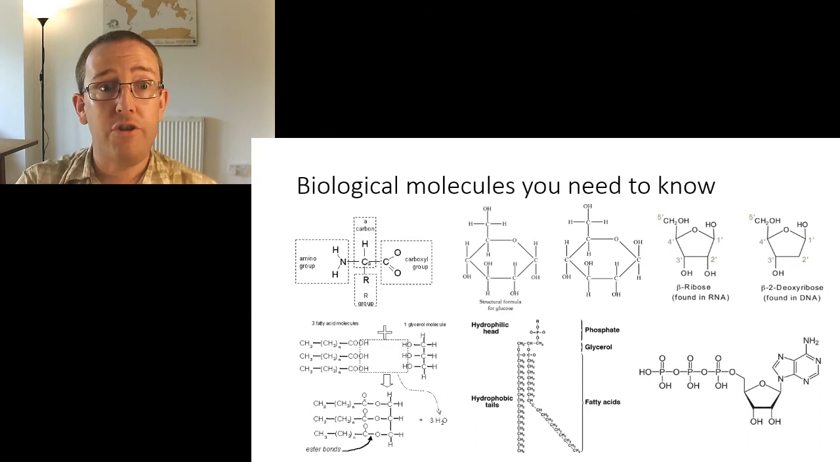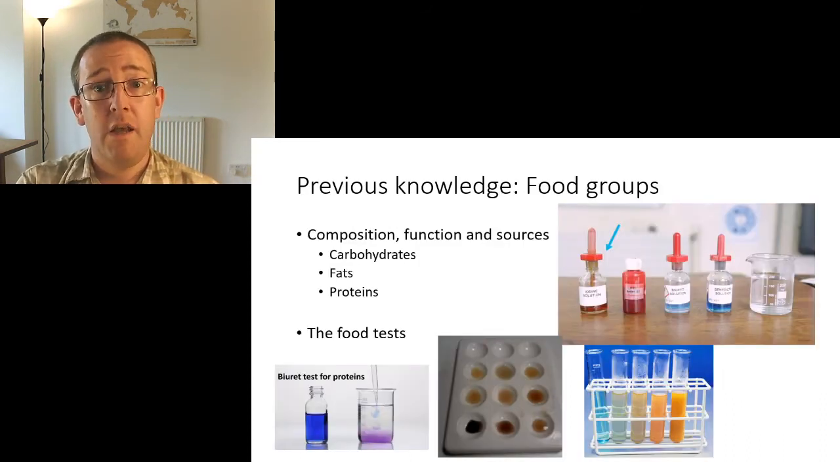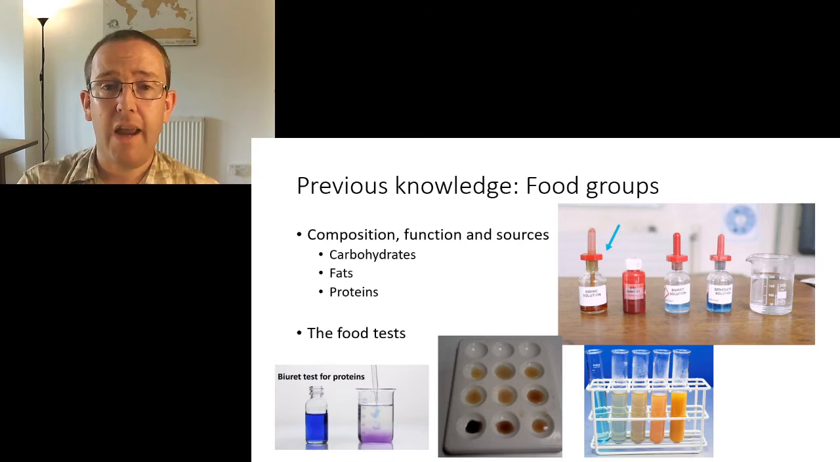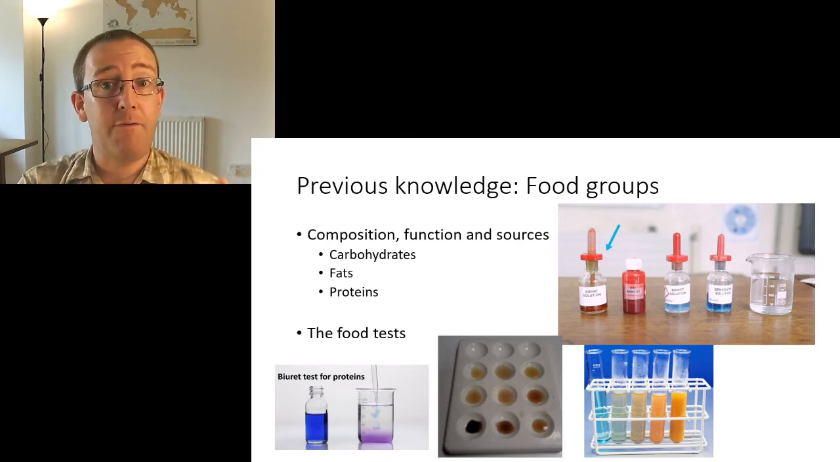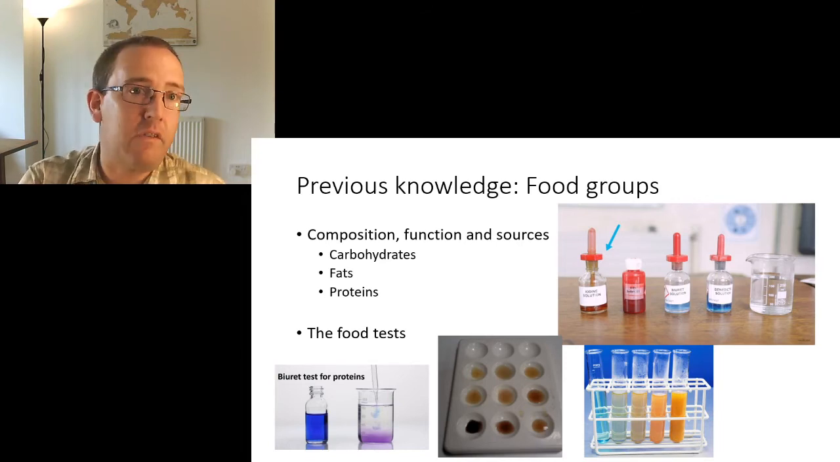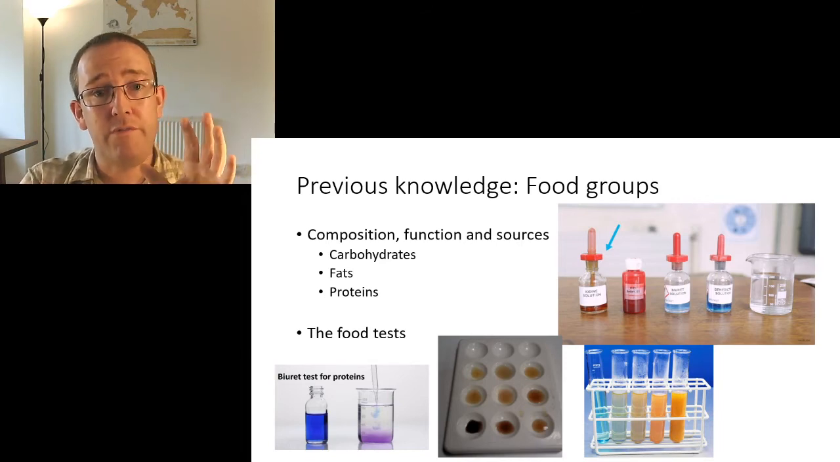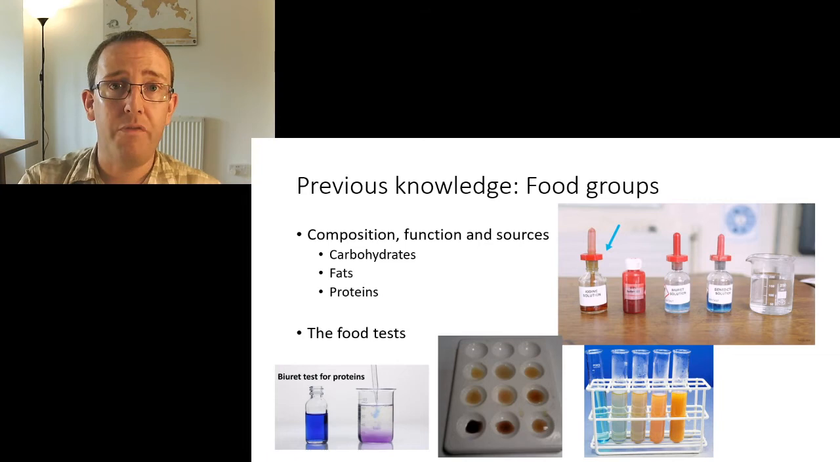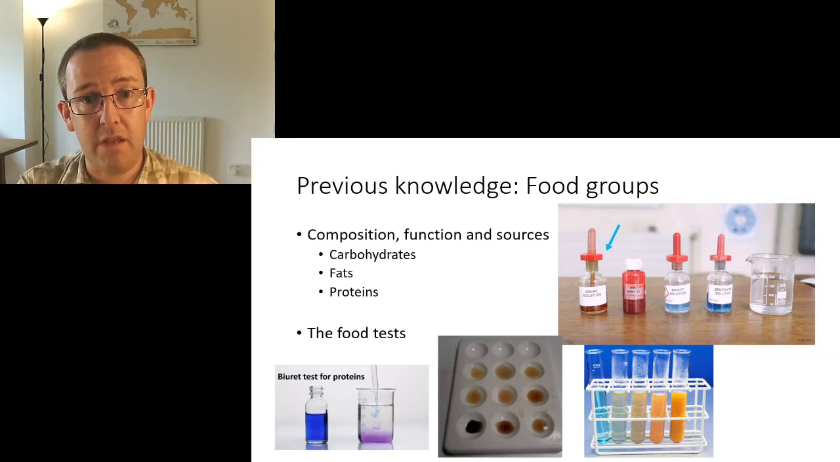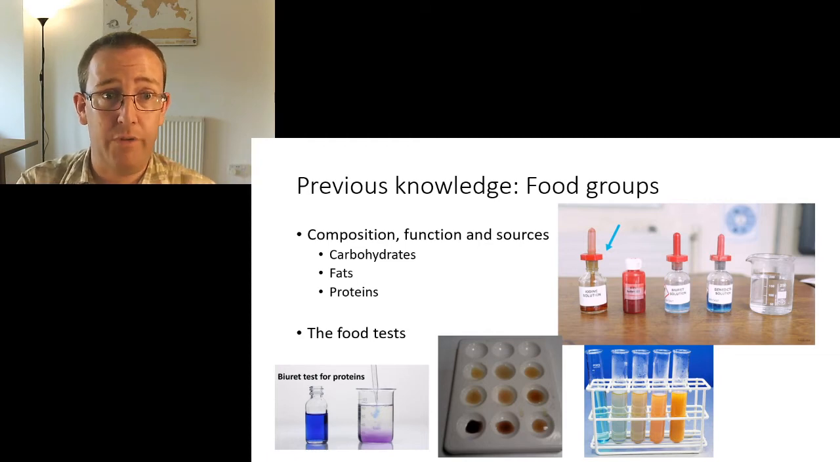So where should you start if you want to revise what you need to know to access this? Well, it would be really helpful if you came in remembering your basic food groups. This is really basic. You've done it in year 8. Maybe you've even done something like this in primary school, where you've learned the composition, function, and the sources of your carbohydrates, your fats, and your proteins. What they are, what they're for, what kind of foods come in them, and so on and so forth. Pretty basic stuff. Really helpful if you remember that.